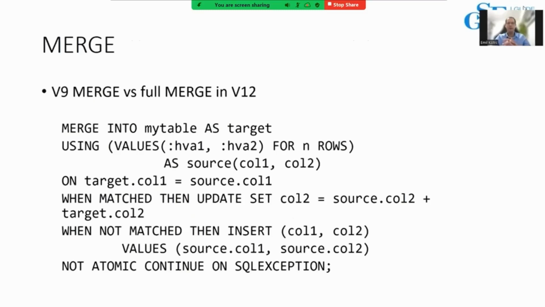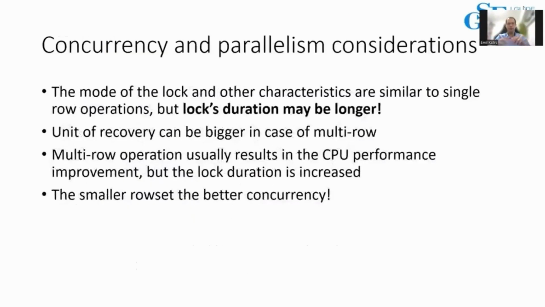Okay, and I think I have just a few more minutes left, but as there is no question, I will continue. I like the merge statement. It was greatly improved in version 12. And that's where you can also use multi-row inserts. I have an example here, where you can specify host variable arrays. Just do not forget about merge, because that can be useful as well for multi-row operations.